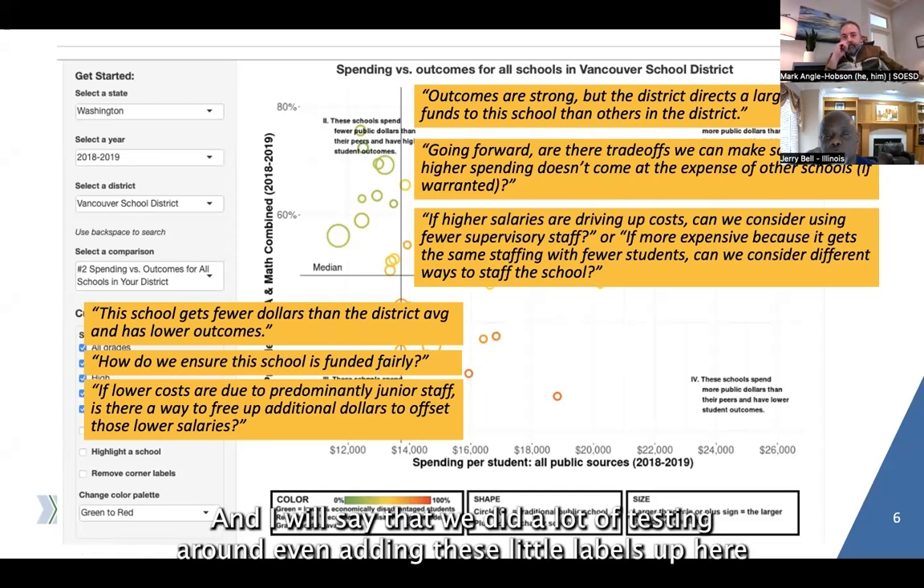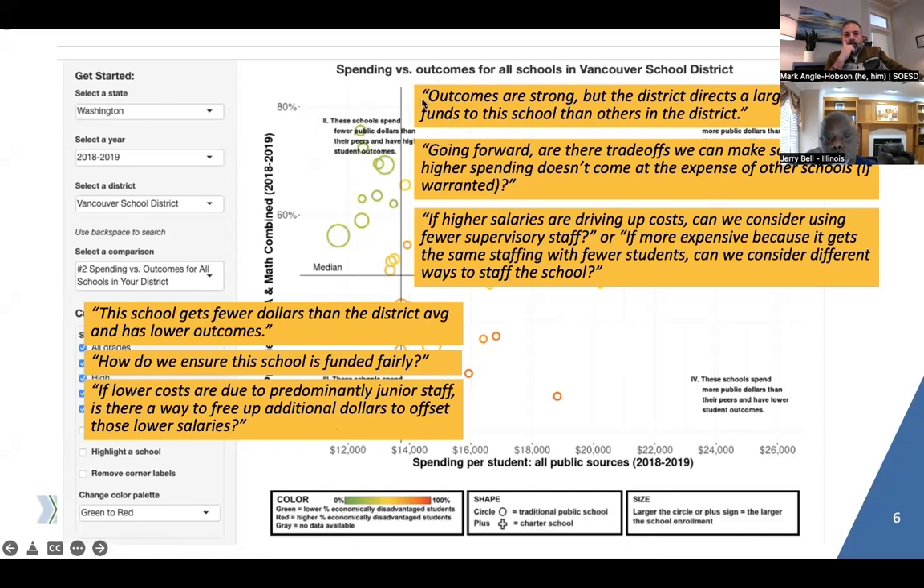Definitely. And I will say that we did a lot of testing around even adding these little labels up here to help people understand what they're seeing and to translate it. So yes, definitely. Was there another comment or question?